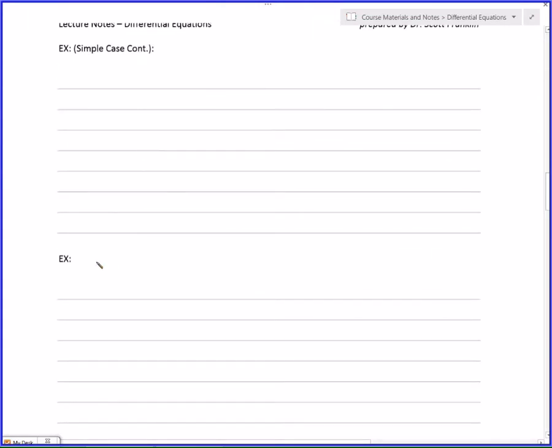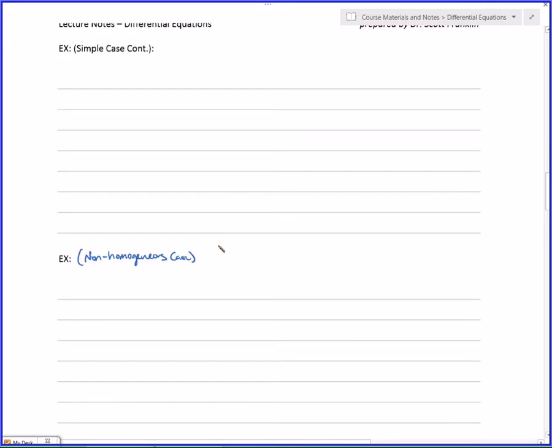Let's do a non-homogeneous case. I really want a better example in the middle. Oh, I'm going to keep going anyways.